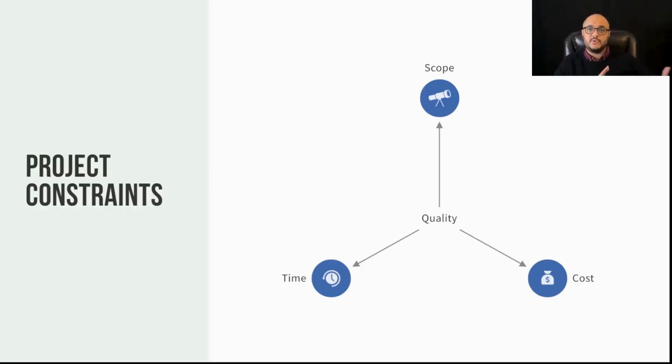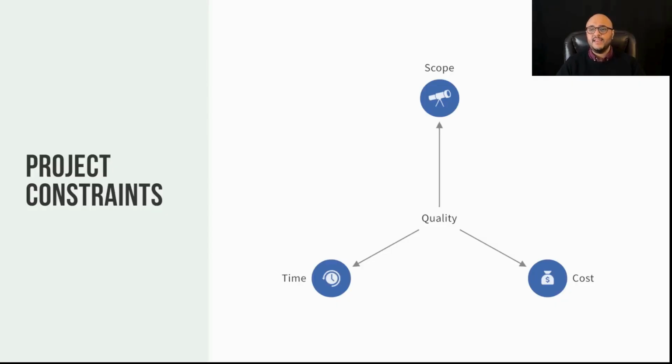Well, the time is going to increase. The cost is going to increase, right? All of these work together. Scope, time, cost, and quality. And you need to make sure that you know how to balance each of these items, when to make sacrifices or trade-offs, right? Sometimes you need to make a sacrifice.